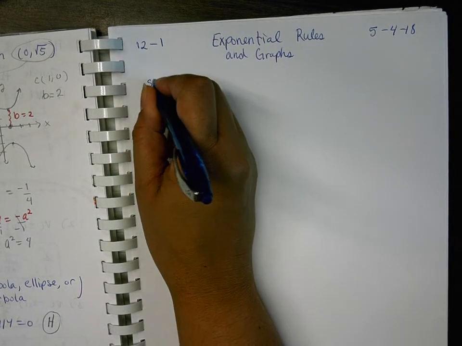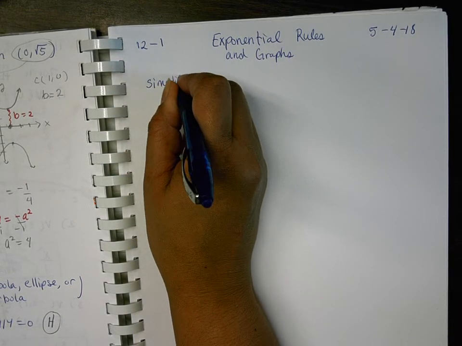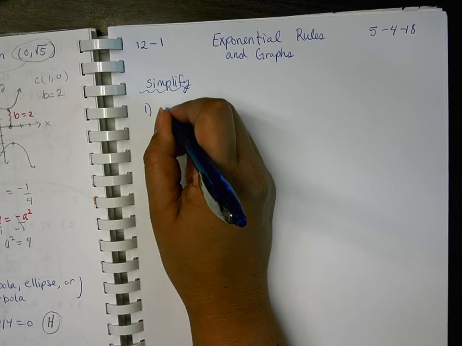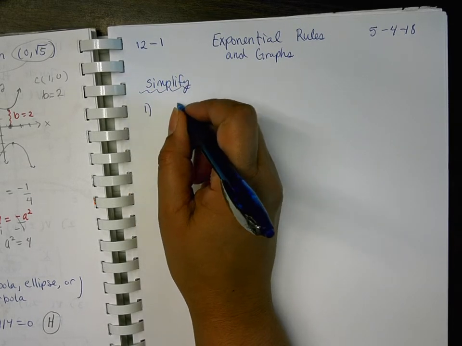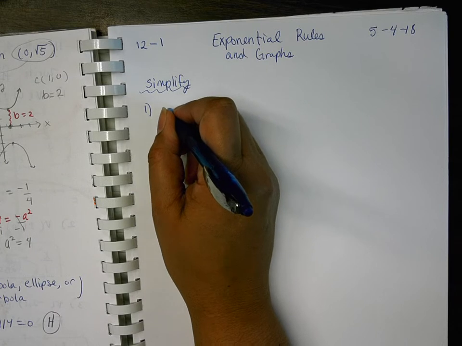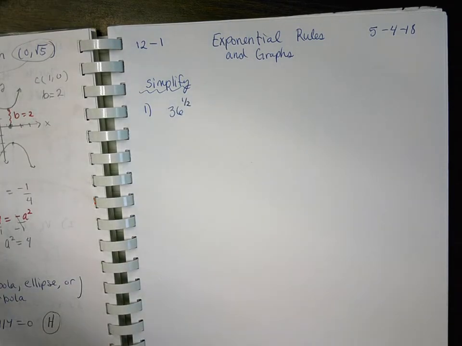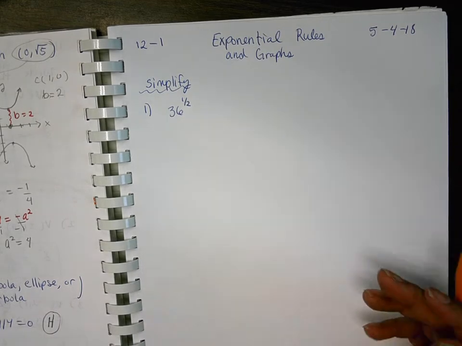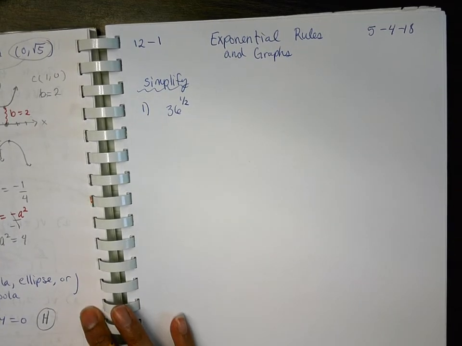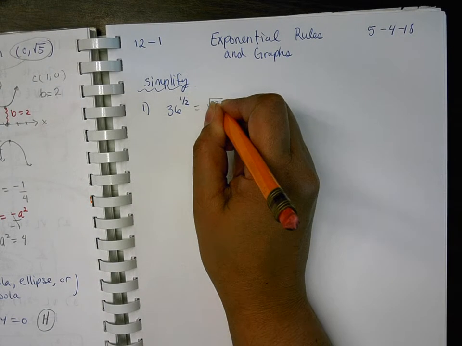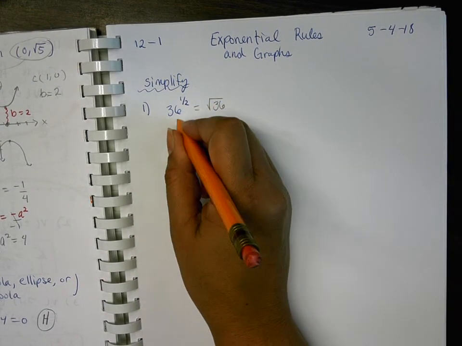Okay, we're going to simplify. Number 1, this is not only Math 3 review, but you also learned this in Math 2. 36 to the 1/2. What is that equivalent to? Okay, how is it 6? I heard it means the square root of 36, which is 6.